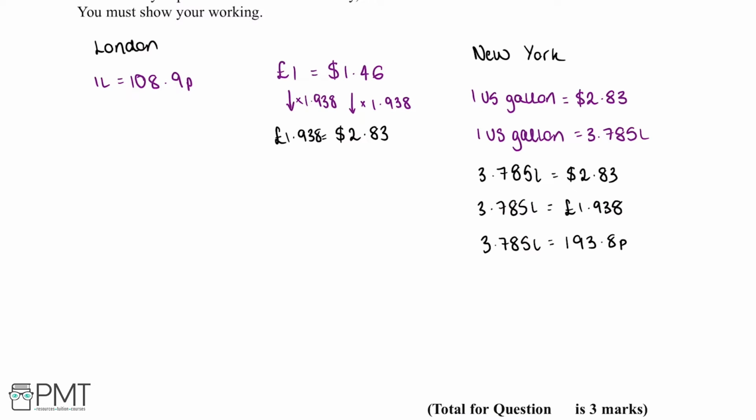As we can see, the prices in London are given per 1 litre. However, we've worked out the price of 3.785 litres. So in order to work out the price per litre in New York, we're going to want to divide both the amount of litres and the price by 3.785. And 3.785 divided by 3.785 gives us 1 litre. And then 193.8 divided by 3.785 gives us 51.2.